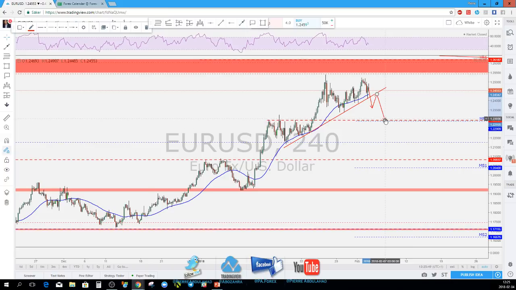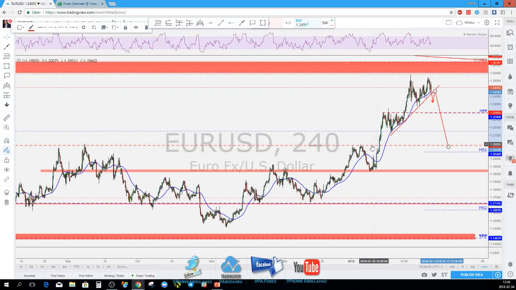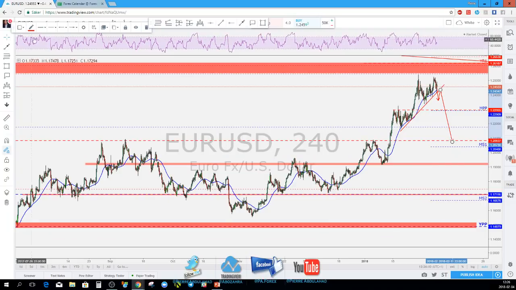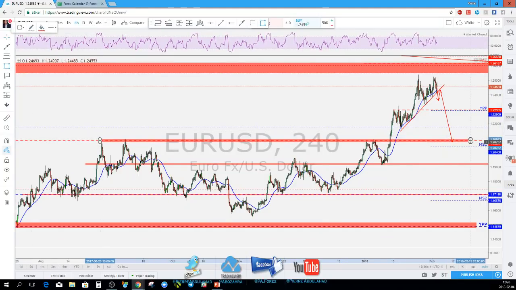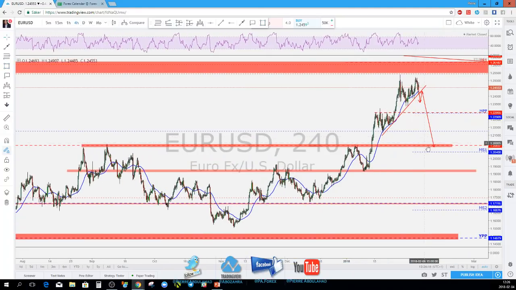Your first target should be the monthly R1. This structure is an important structure, and if that is broken, then 1.217 is another area of trouble, and so on, even lower if we reach these levels down here. This should be the first good level for possible long opportunities from these levels down here.